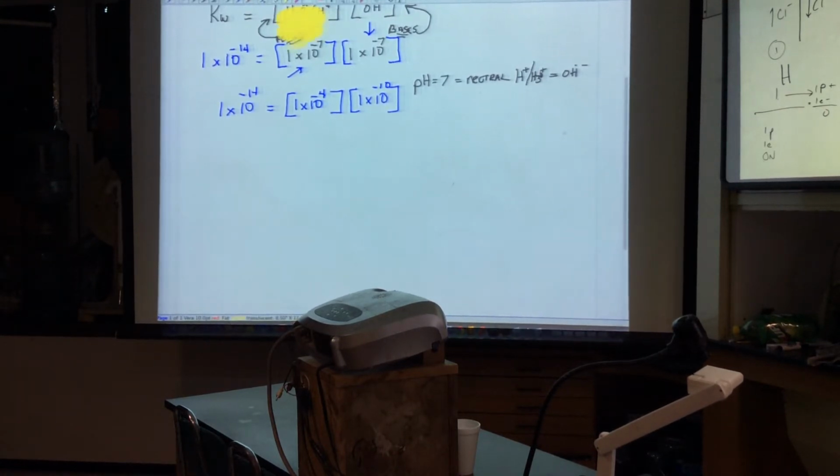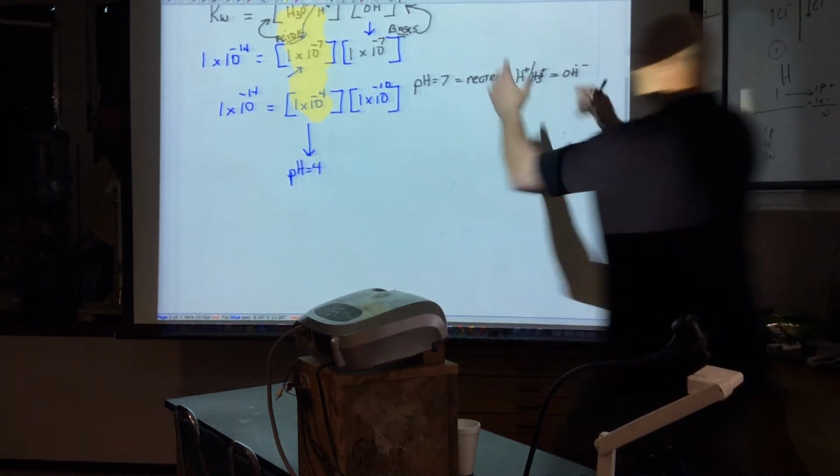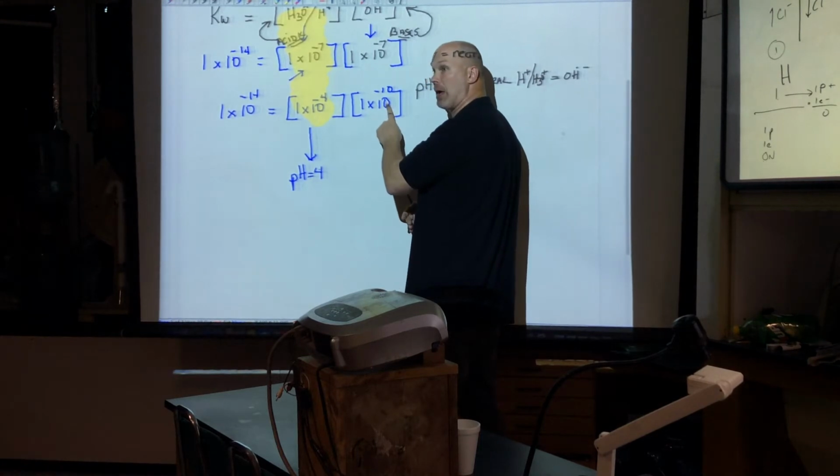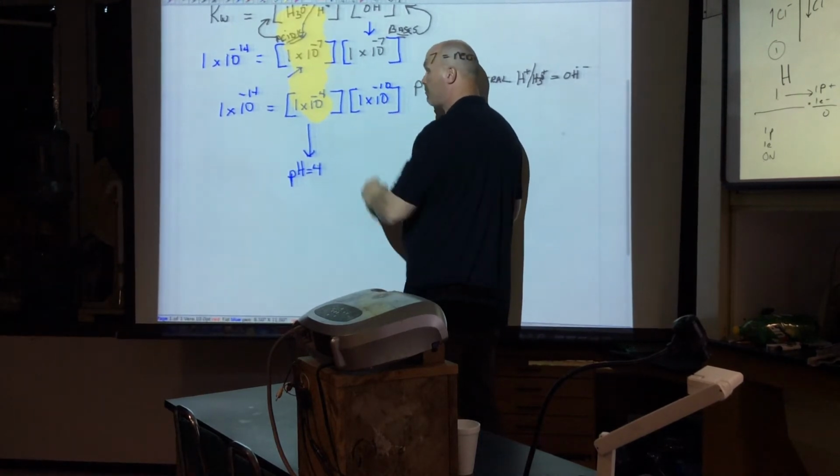pH is about what? The H plus ion concentration. What's my pH? Take the positive value of the negative exponent. Yeah, the pH is 4. Notice I'm using this concentration. I don't pick this one, this would be the pOH. You don't use that. You use the H plus.